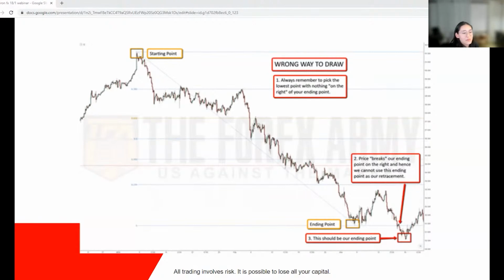Okay, repeat the last bit. So how you identify once your Fibonacci retracement is invalid is, you can see over here, price is moving downwards. In this case, it's a downtrend. So when it's moving down, do you use this lower low as a new ending point? Yes, correct.